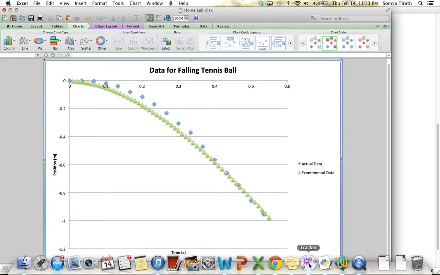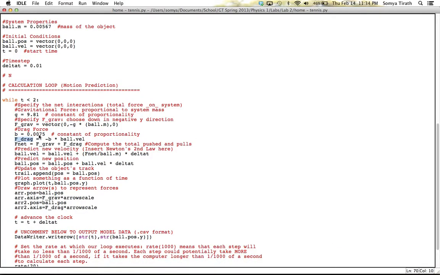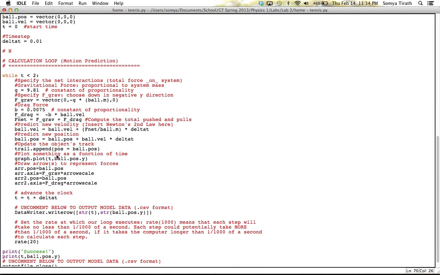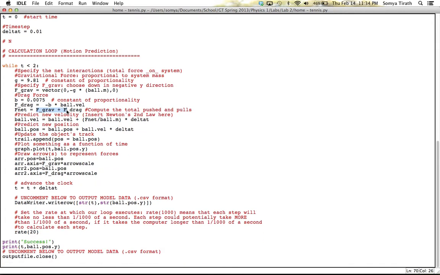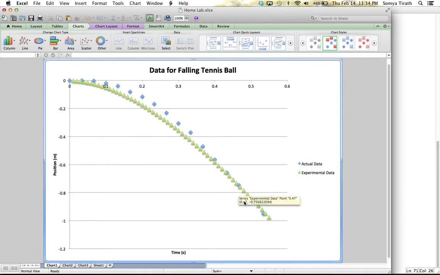So the constant of proportionality was found to be 0.0075, and the force of the drag is equal to the constant of proportionality times the ball's velocity, but it is also in the opposite direction of motion, so it is negative. That means that the overall net force acting upon the object is the force of gravity plus the force of drag, and the object's motion ends up looking like this, like the green marker shown on the graph.